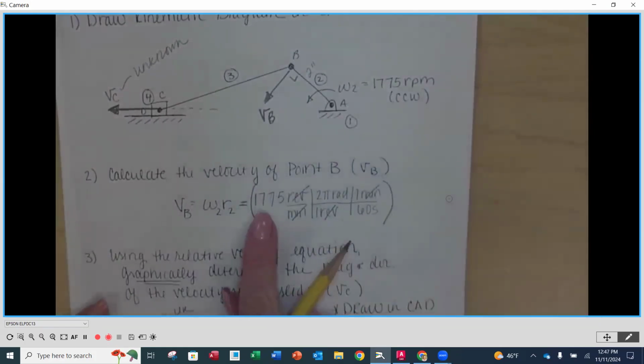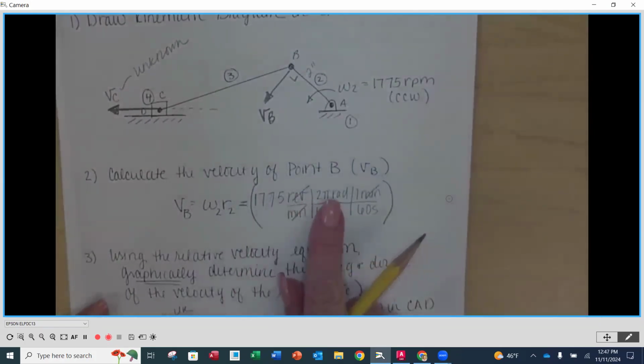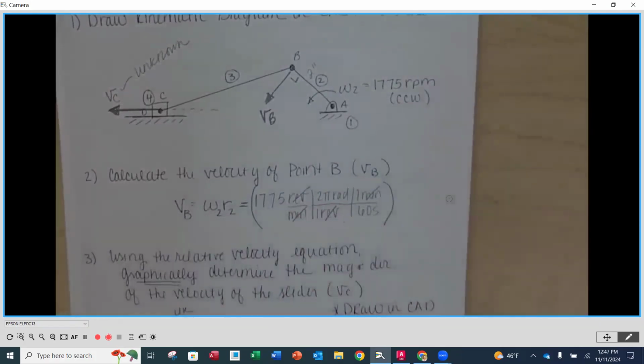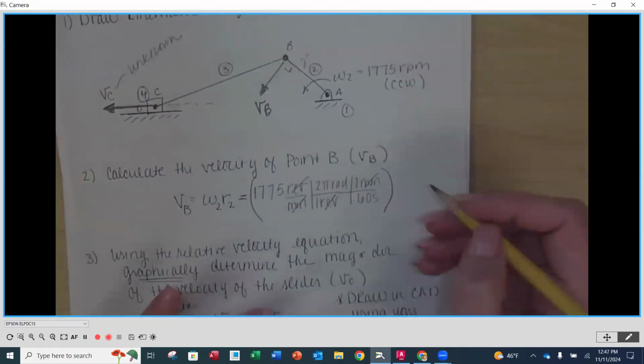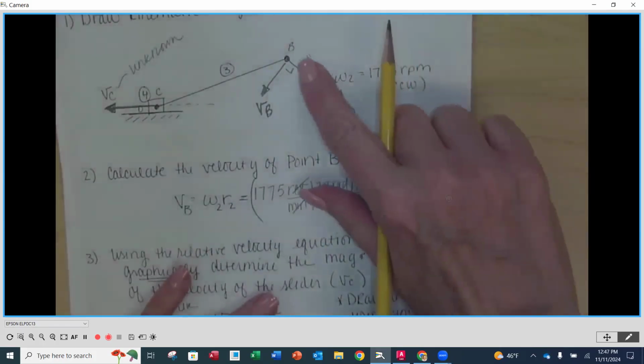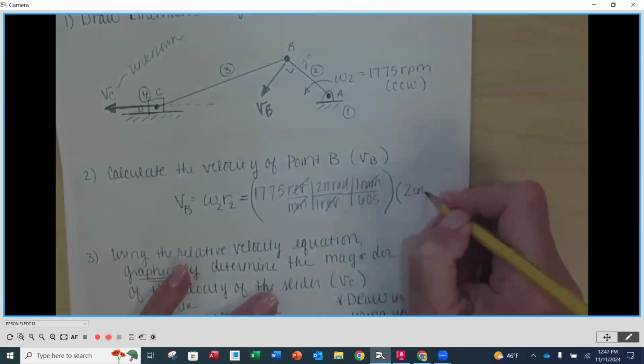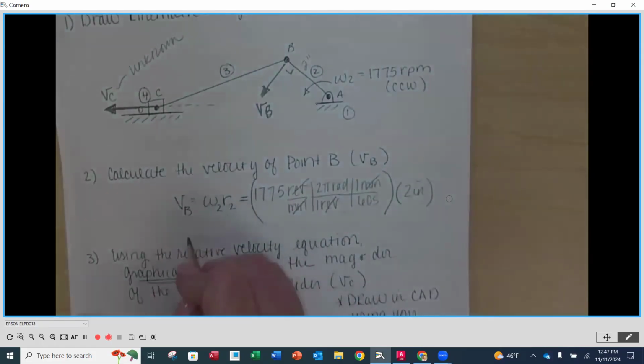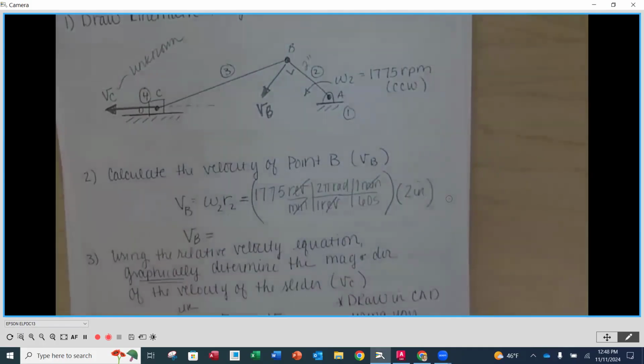Because now what we've done is we've taken 1750 multiplied by 2 pi, divide by 60, and this is in radians per second at this point, okay? Now, that is W2 converted directly to radians per second right in the problem, okay? Now I'm going to multiply it by its distance from the center of rotation. So from A to B, that was 2 inches, okay? So multiply that out, determine what your value is for velocity of B.